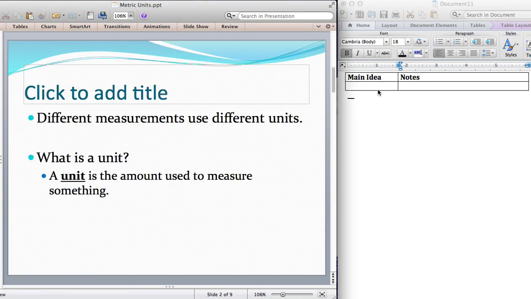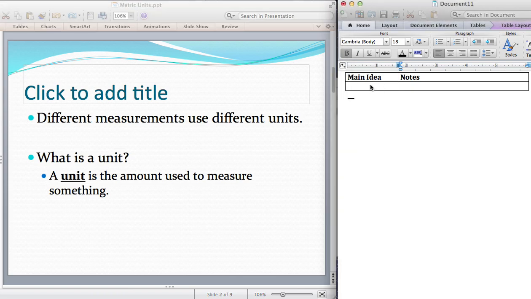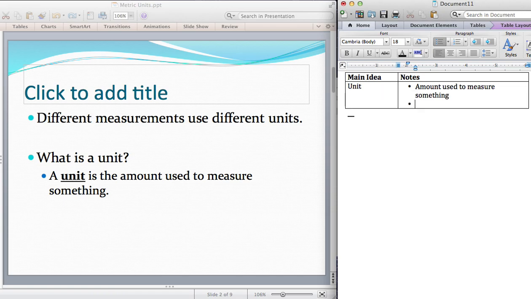Alright, so as you saw in class today, different measurements use different units, and a unit is something we use whenever we measure something, or whenever we measure anything really. It's an amount used to measure something. Right? And when we measure things in science, we use what we call standardized units, right? And a standardized unit is something that is the same no matter who's measuring it.